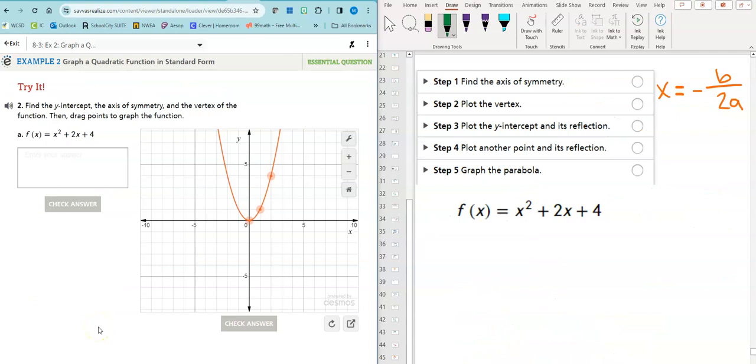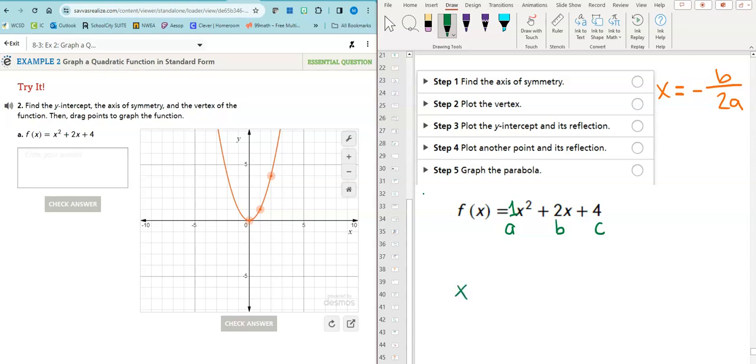Okay, let's do that again, but on one of your try-its that you have in your book. I have my steps over here, I have my formula, and we're going to work through it on our own. So the first thing it says to do is to find the axis of symmetry. And to find the axis of symmetry, I'm using this formula right here, negative b over 2a. So I'm going to go ahead over here. A is 1, because there's an invisible 1 there. B is 2, and C is 4.